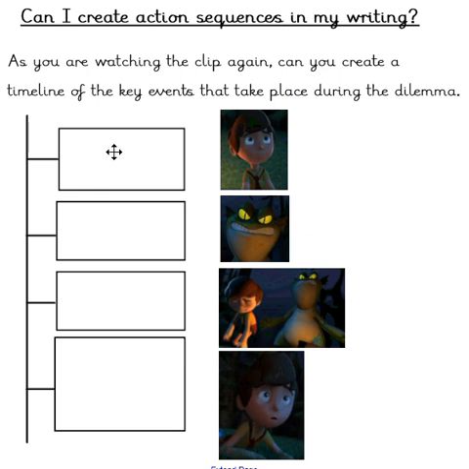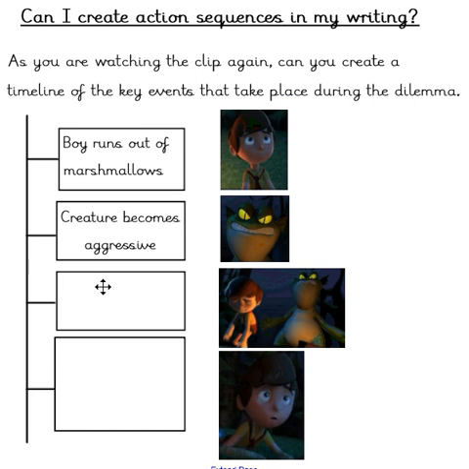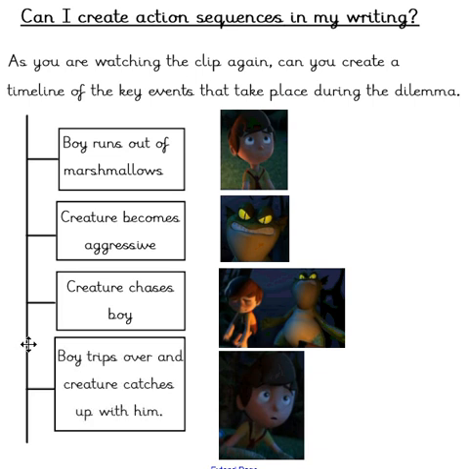The first thing that happens during the dilemma is that the boy runs out of marshmallows. The next thing that happens is that the creature becomes aggressive once again. After this, the creature chases the boy. And finally, the boy trips over and the creature catches up with him. Well done if you managed to get these on your timeline.